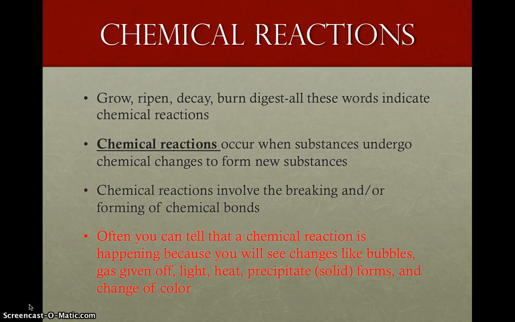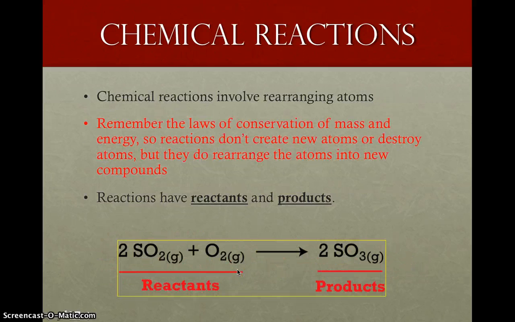Number 1, what are some signs that a chemical reaction is occurring? Right in your notes it says bubbles, gas given off, light, heat, precipitate or solid forming, and change of color. A lot of you gave this top part, which are examples of chemical reactions. Okay, the signs of the reactions are in red.